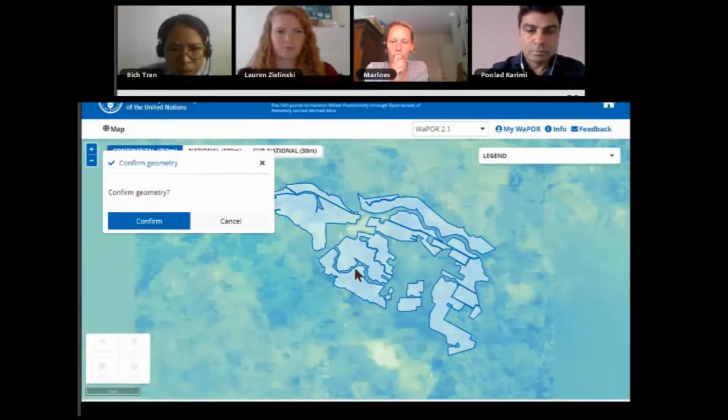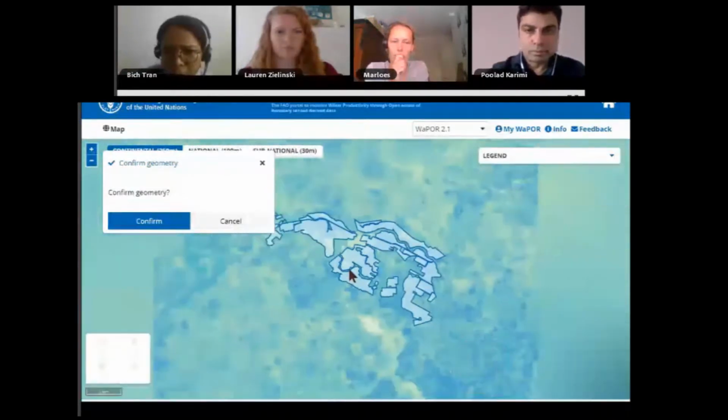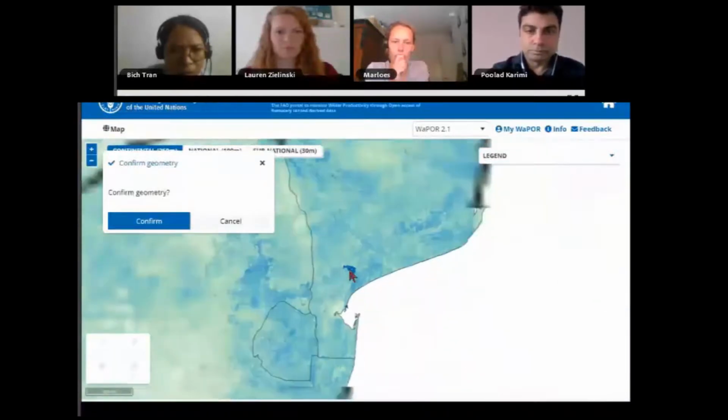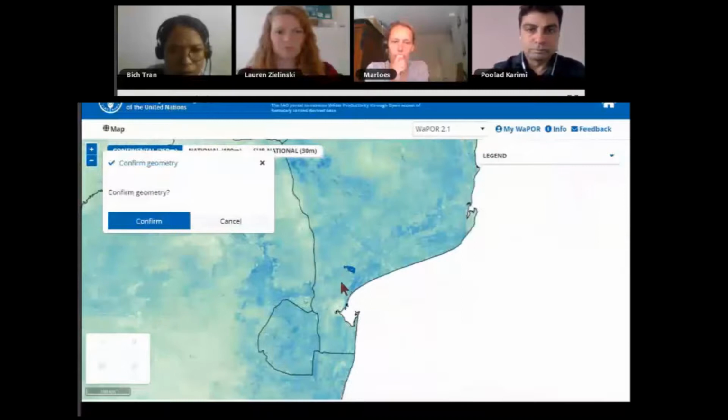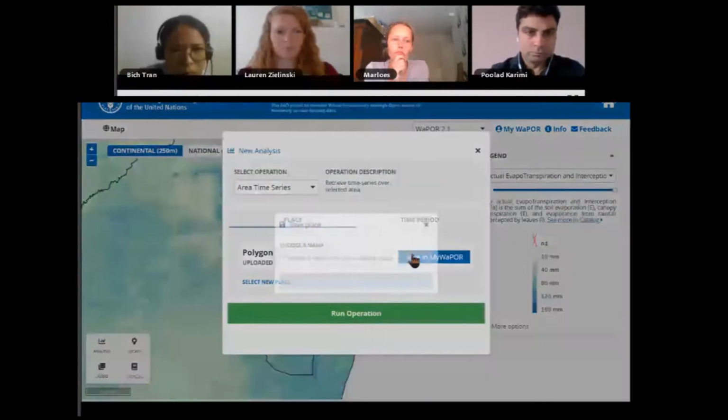Here I'm asked to confirm the geometry. You will need to check the shape and the location on the map to make sure that the shapefile is correctly uploaded. After that, we can click Confirm. Now I will save this new area as Zinavan.